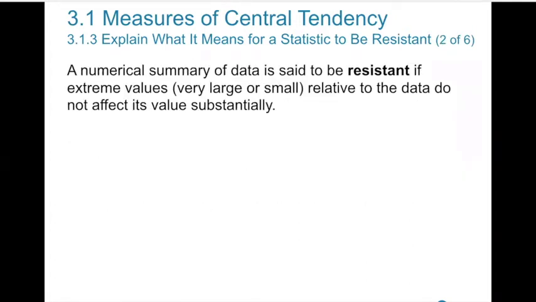The mean is affected by those outlier values, those values that don't fit into the norm. So there's that summary. A numerical summary of data is said to be resistant if extreme values, either really big or really little, that don't fit into the rest of your pattern, do not affect the value substantially. So there's not a big impact on your summary statistic based on those extreme values.